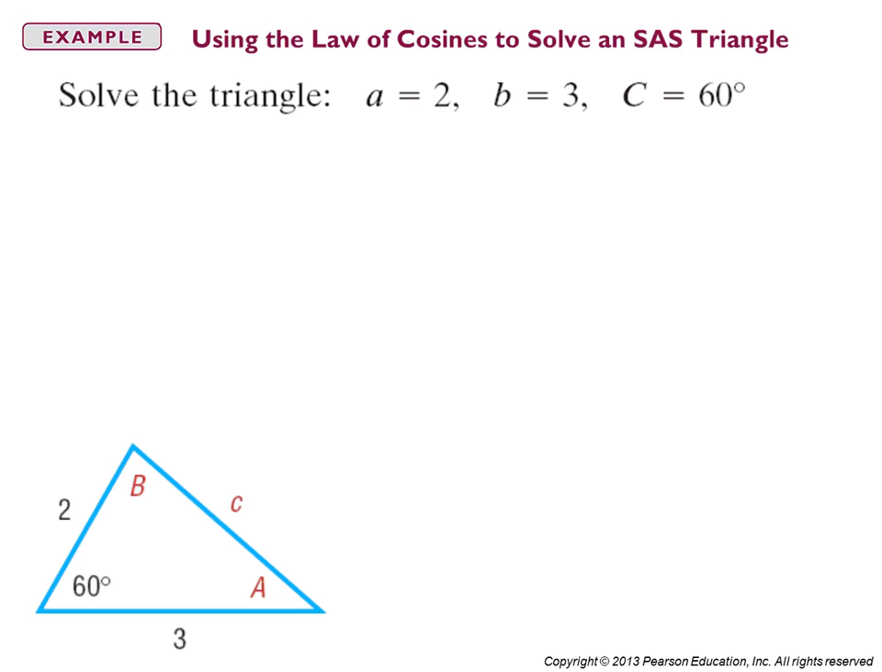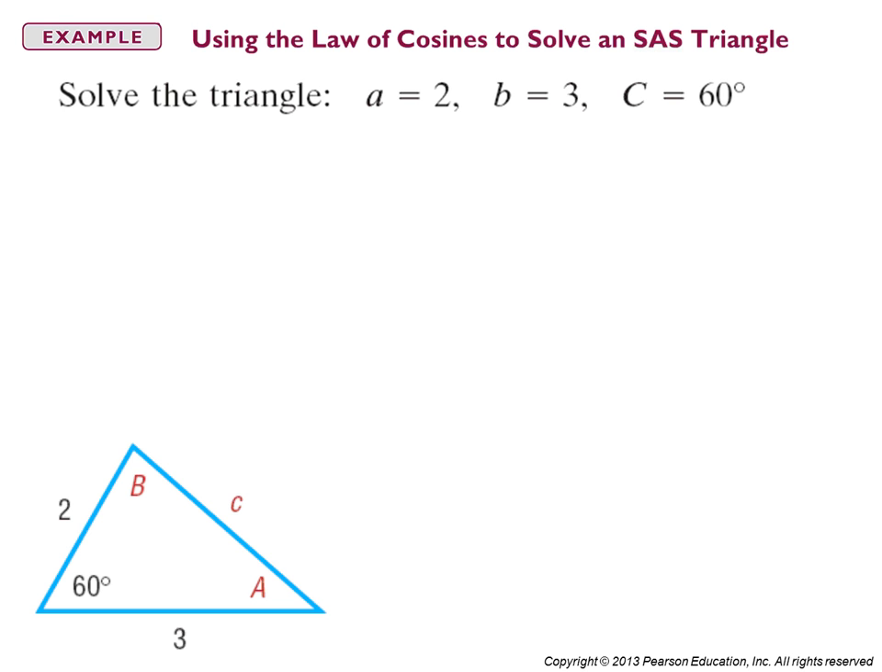So let's see how we apply this. Solve the triangle. A equals 2, B equals 3, and C equals 60 degrees. Step number 1, draw the picture. They're just going to give you this information. Make sure you put it down. Remember, little a, little b are across from angle A, angle B. Little c is across from angle C.